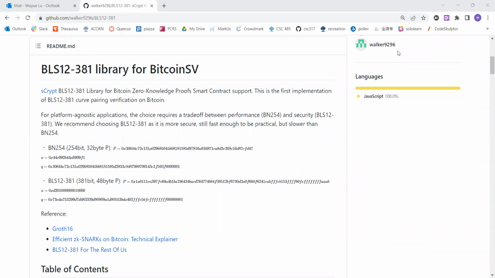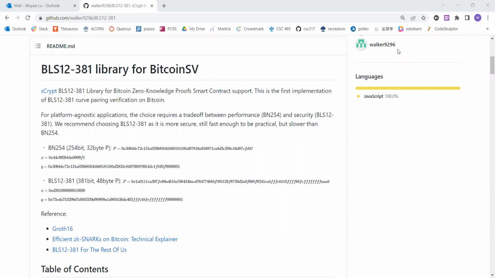In the next 5 minutes, I'm going to present you our project, BLS12381 library for BitcoinSV. Our library is used for supporting Bitcoin zero-knowledge proof smart contract. This is the first implementation of BLS12381 curve pairing verification on Bitcoin.